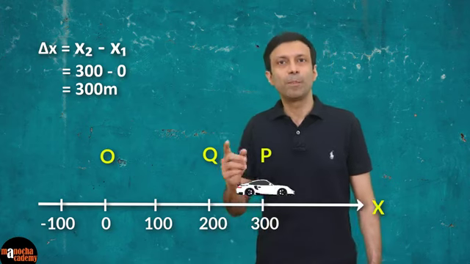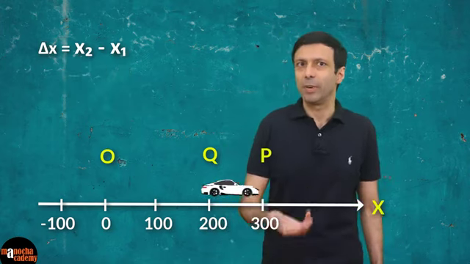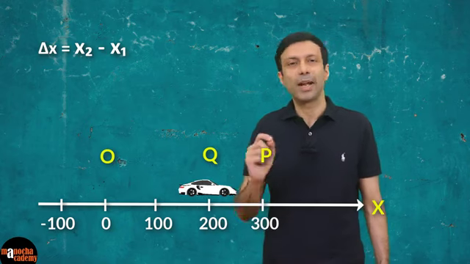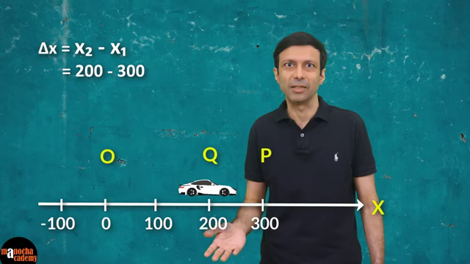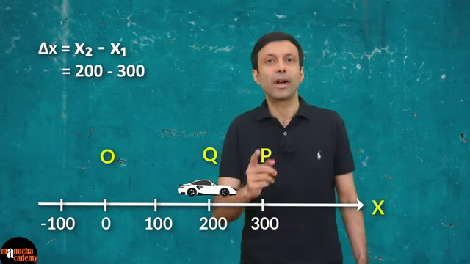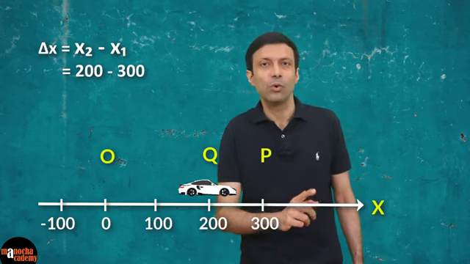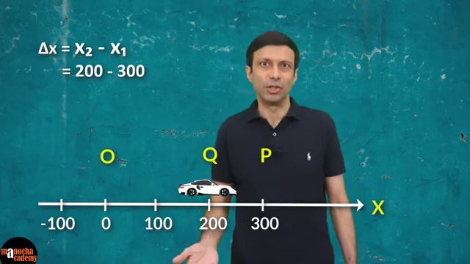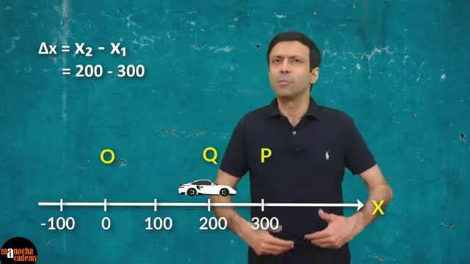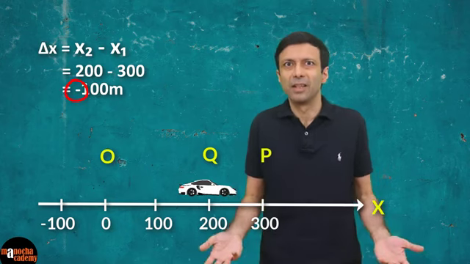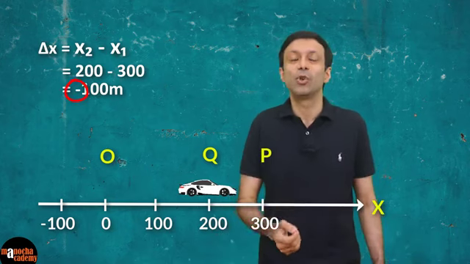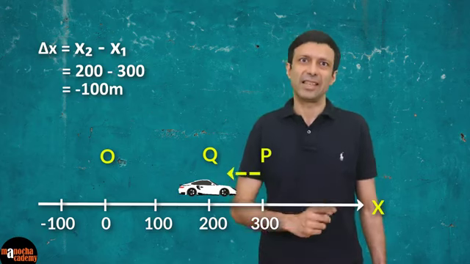When the car moves from P to Q, again the displacement delta x is x2 minus x1, which is 200 meters minus 300 meters. So always remember to subtract the final position, the final value, minus the initial position. So here the answer is minus 100 meters. But why do we have a negative sign here? Because the car is moving towards the negative x-axis.